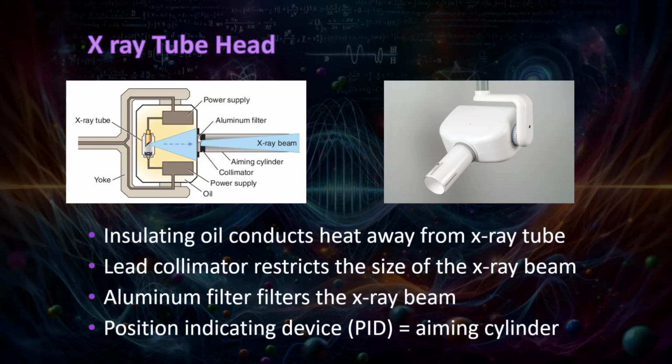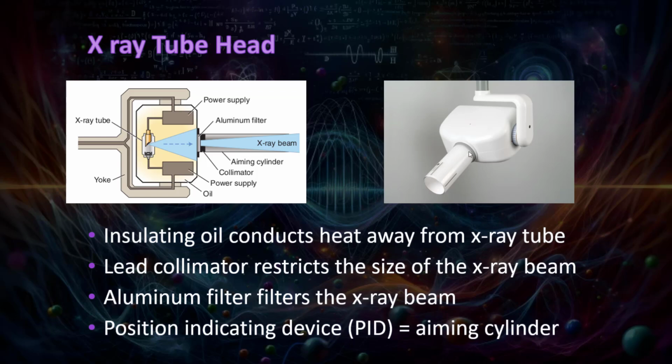There's also an aluminum filter that's placed, and we'll talk about why we have an aluminum filter and why 1.5 millimeters of aluminum filtration is required in any dental X-ray tube head. And then this cone, or we'll call it the aiming cylinder, we also call it the position indicating device, or PID.